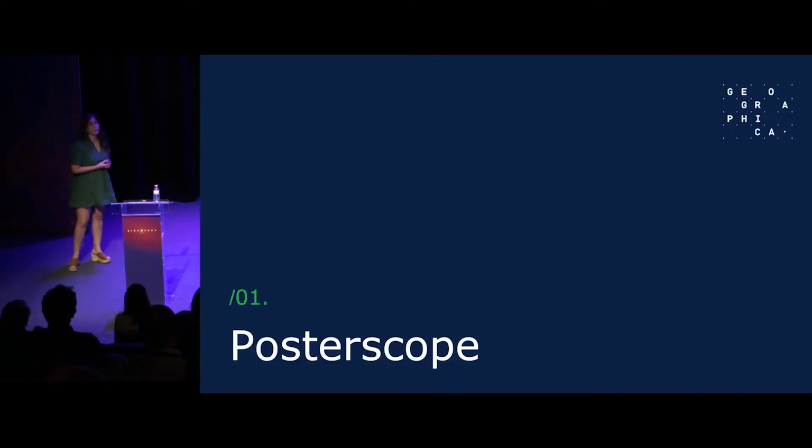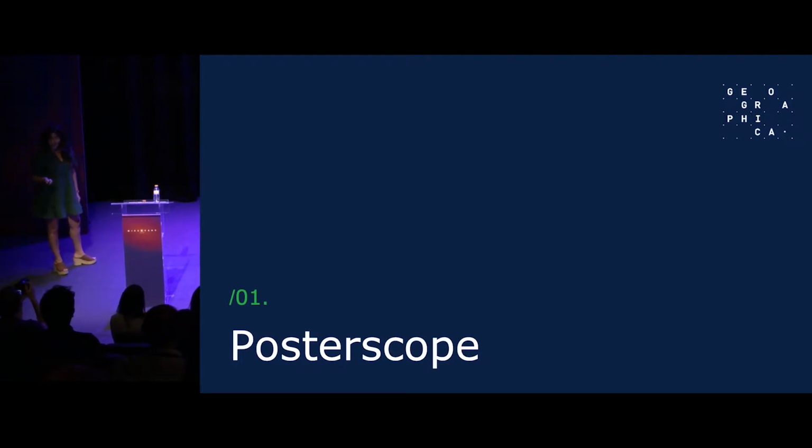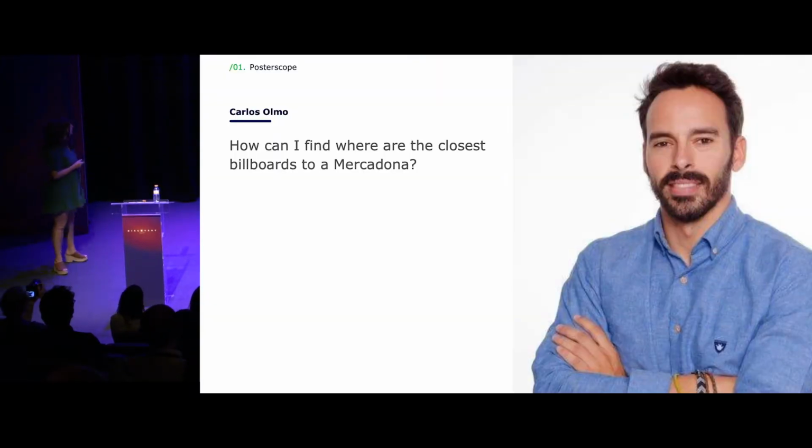So the first story is Posterscope. I believe you were all here in the presentation that they gave, so nothing more to add, that they are an international agency company and that they work all over the world. And this is Carlos Olmo. He is head of data of Posterscope. Every day, he needs to decide where's the best location to put an advertising campaign of one of their customers.